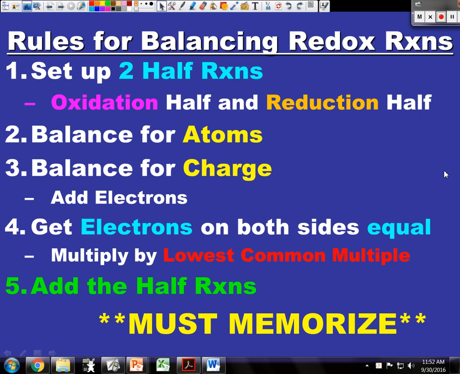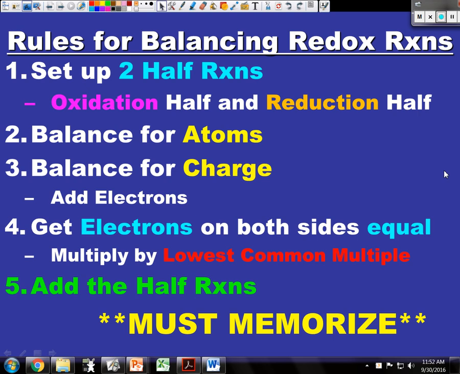All right, step number 7. Cancel out any common terms on opposite sides and recombine the two half reactions. That'll make sense later. Now, number 8, I'm going to pause that. I don't want to get into that today. We'll look at that a little bit later. But what do you do if you're in a basic solution? We'll talk about that later. I want you to be able to do 1 through 7 first.